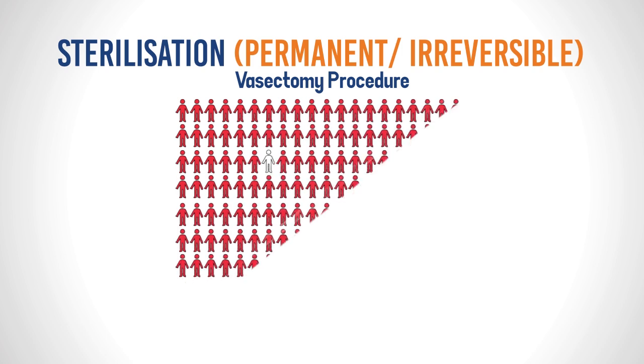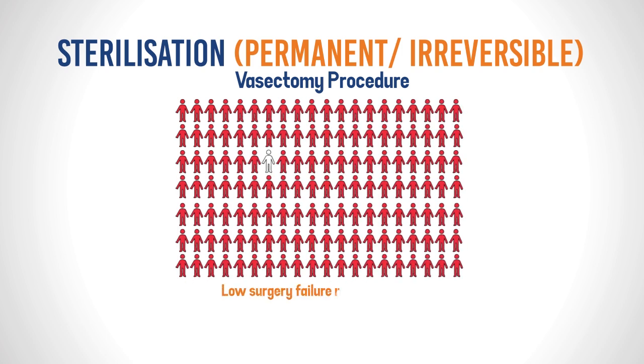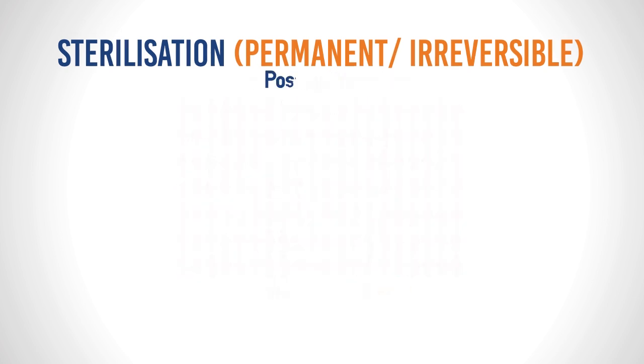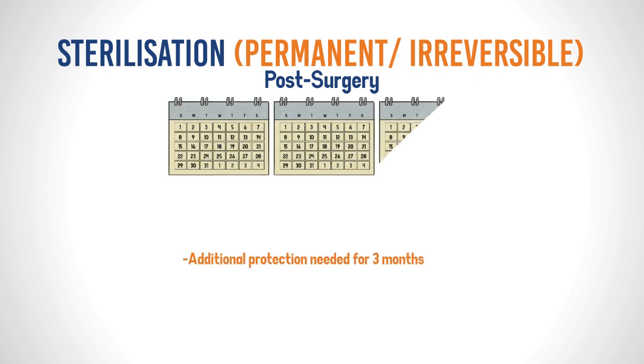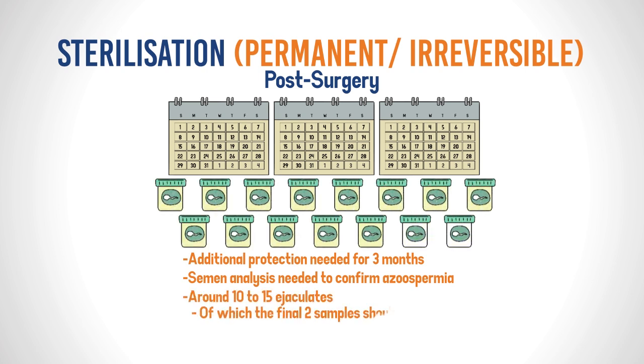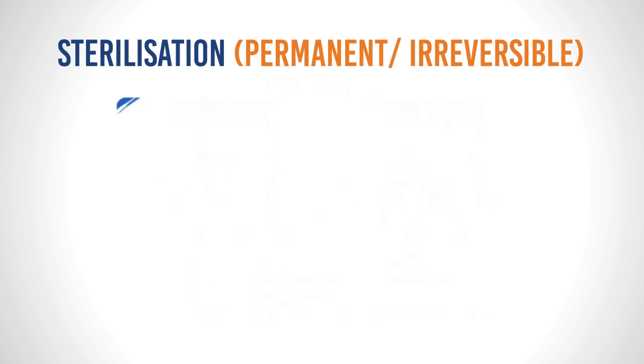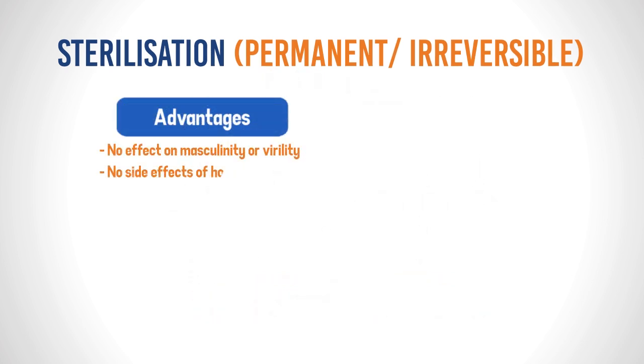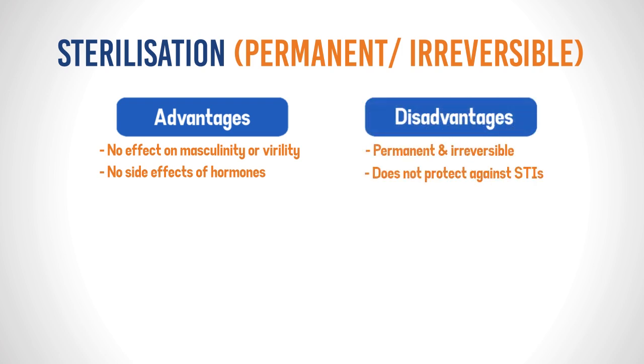It is performed under local anesthesia and has a low failure rate of 1 in 2,000. After the surgery, contraception or abstinence is still required for the next 3 months until azoospermia is evident on 2 samples in semen analysis. It may take 10 to 15 ejaculates to achieve this. Although vasectomy is safe and has no side effects, it is a permanent method that is irreversible.